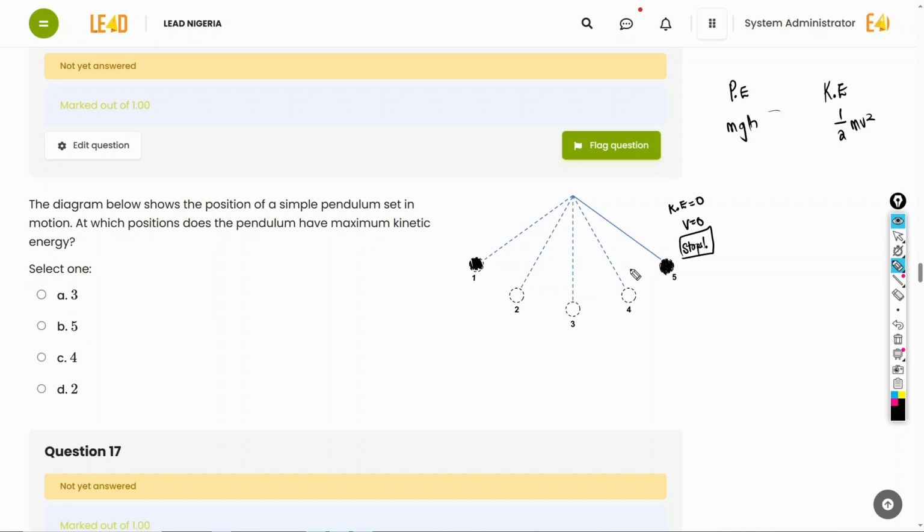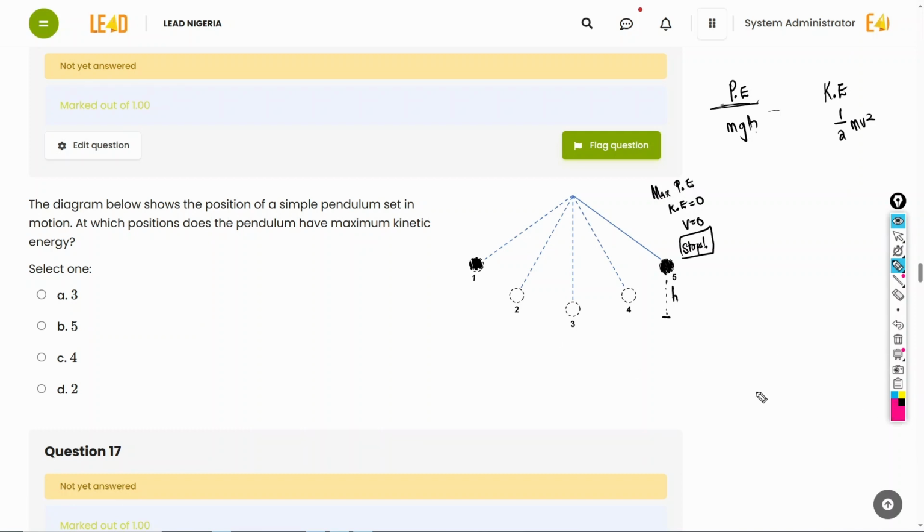Anyway, your kinetic energy here is 0 because your velocity is 0, but your potential energy is maximum. Why? Because your height above the equilibrium position is highest, and potential energy depends on height, right? So here you have maximum potential energy.